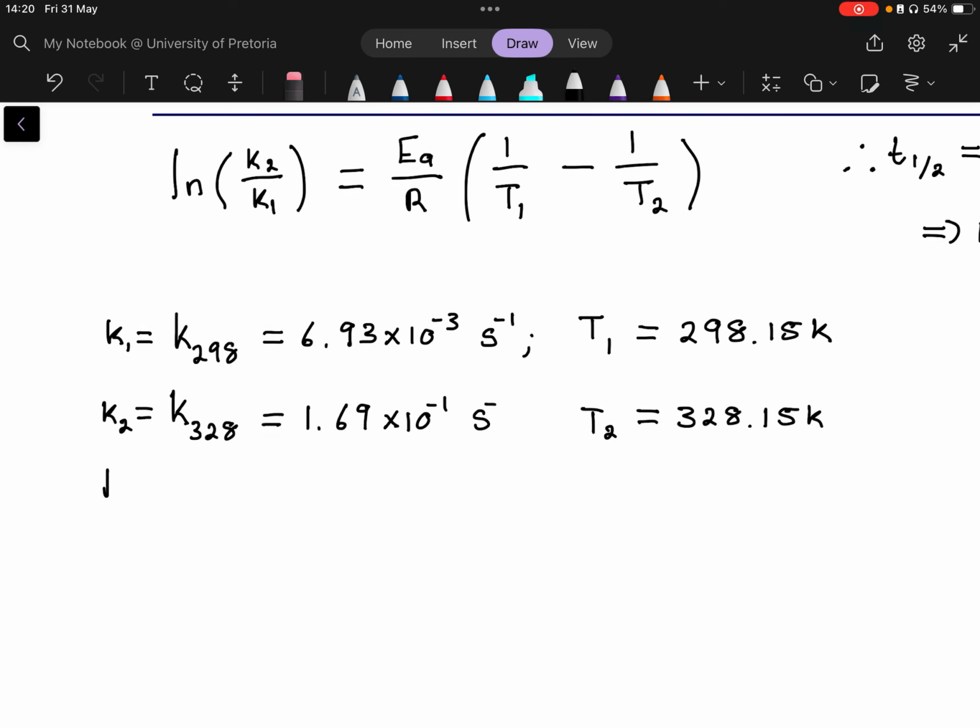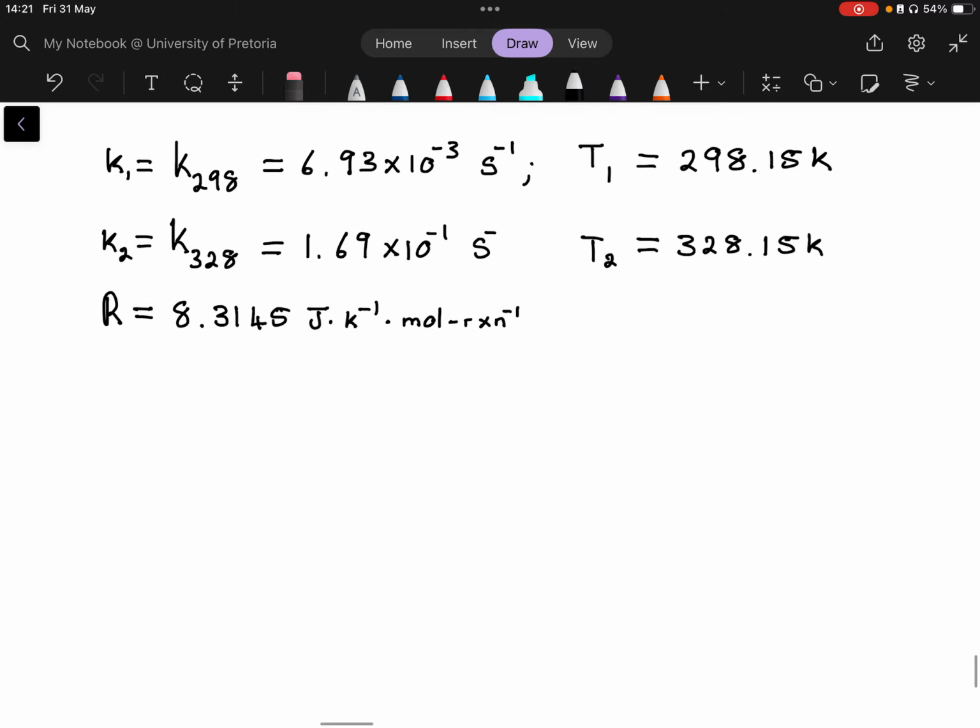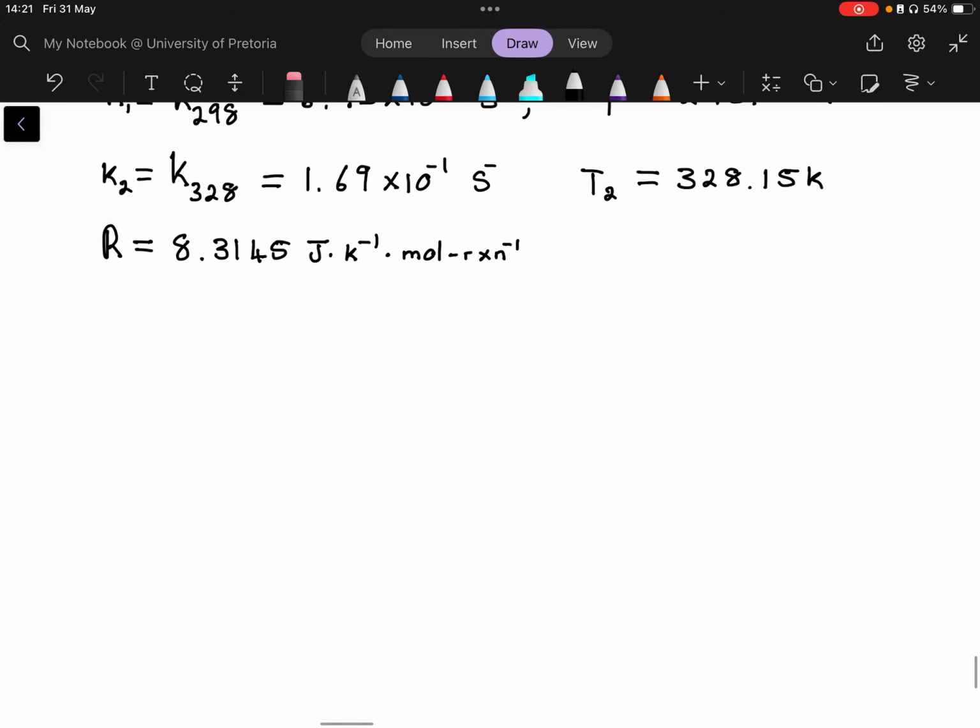And of course, R you use as 8.3145 joule per Kelvin per, in this case, mole reaction. Right. So that is all our values. You'll see why I write the values now, because it's just a mess to plug everything in. So we want to solve that equation on top there for EA.